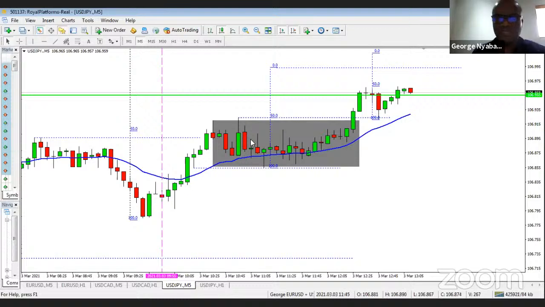So that measured move just gives me information. So the market gets there, I'm not going to be surprised. If it gets there and I get a two-bar reversal, then I'm going to say, okay, this is fantastic.